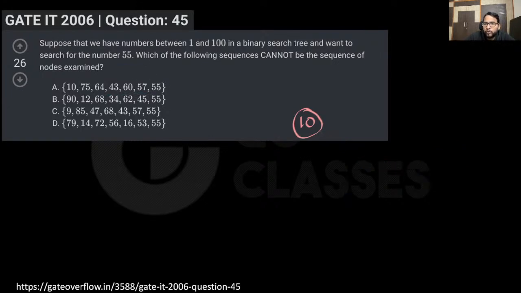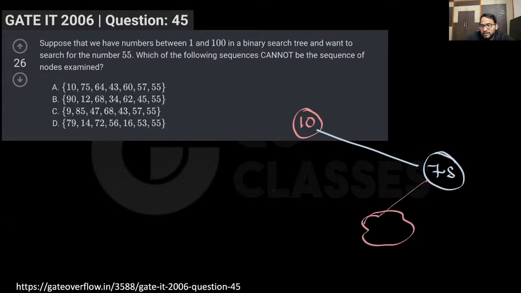Okay, so I go to the right of it, and then I encounter 75. Let me know where will I go. I will go to the left of it, right? Because I'm looking for 55, I will go to the left of it. Since I'm going to the left, I must have everything lesser than 75. So just check, is everything lesser than 75? Yes, everything is lesser than 75. So that's not an issue for me. This sequence is valid till this point.